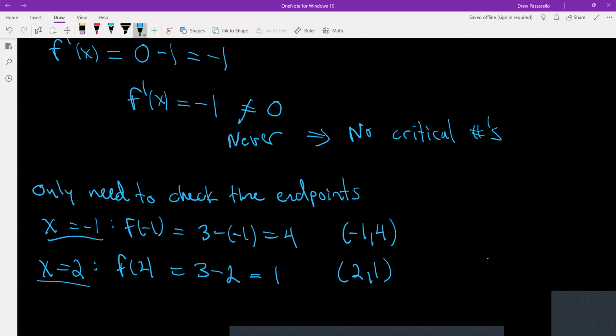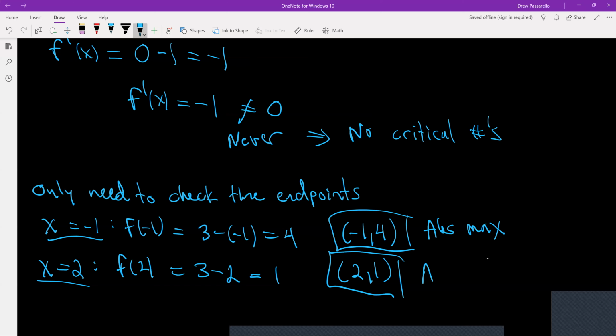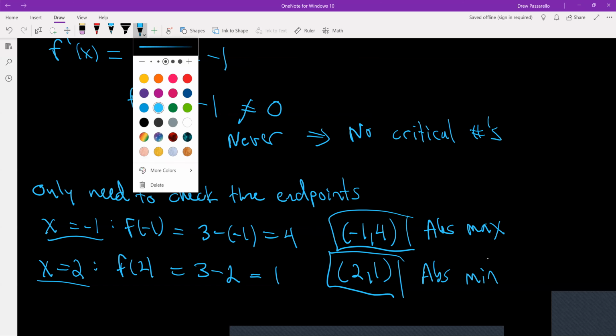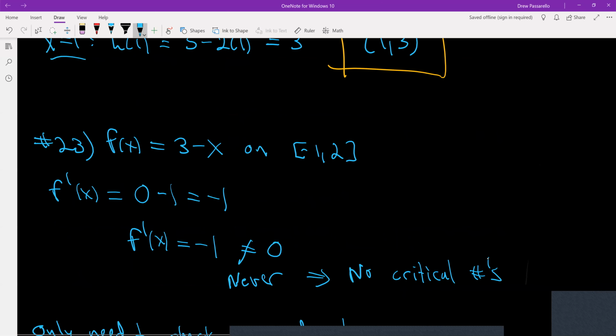All right, we only have 2 points in this problem to deal with, so the one with the largest y coordinate is that one, so that's going to be the absolute max. And then this one has to be the absolute min. And just to visualize, so that's the answer. -1, 4 is the absolute max, 2 comma 1 is the min.